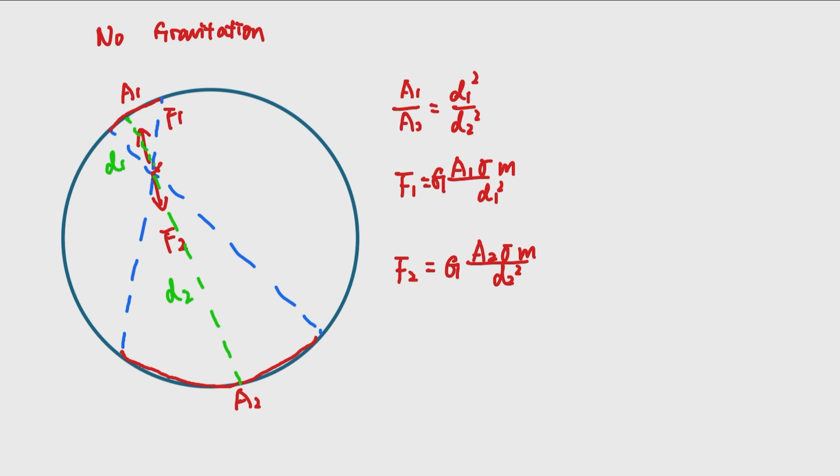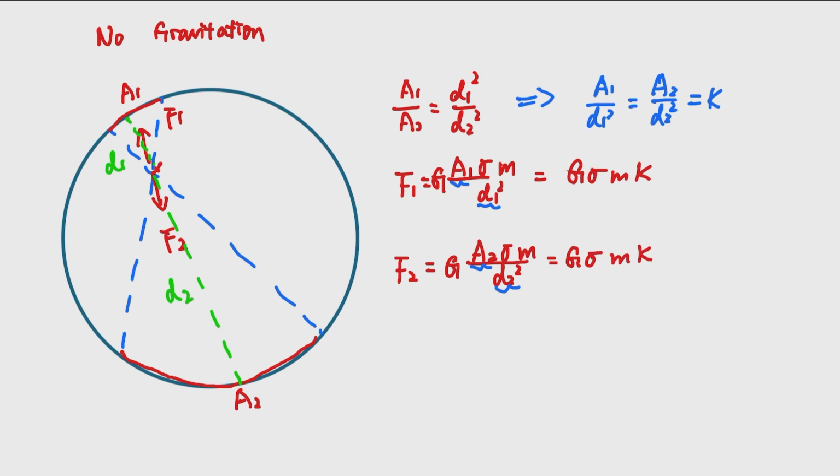In order to equate F1 and F2, I need to do a slight change for the first equation. If I rearrange that, I can write it as A1 over D1 squared equals A2 over D2 squared, and they will be equal to k. If we put it back to the force equation, we can write F1 as G sigma m k, and F2 can be reduced to G sigma m k as well. So you can see that F1 is actually equal to F2.